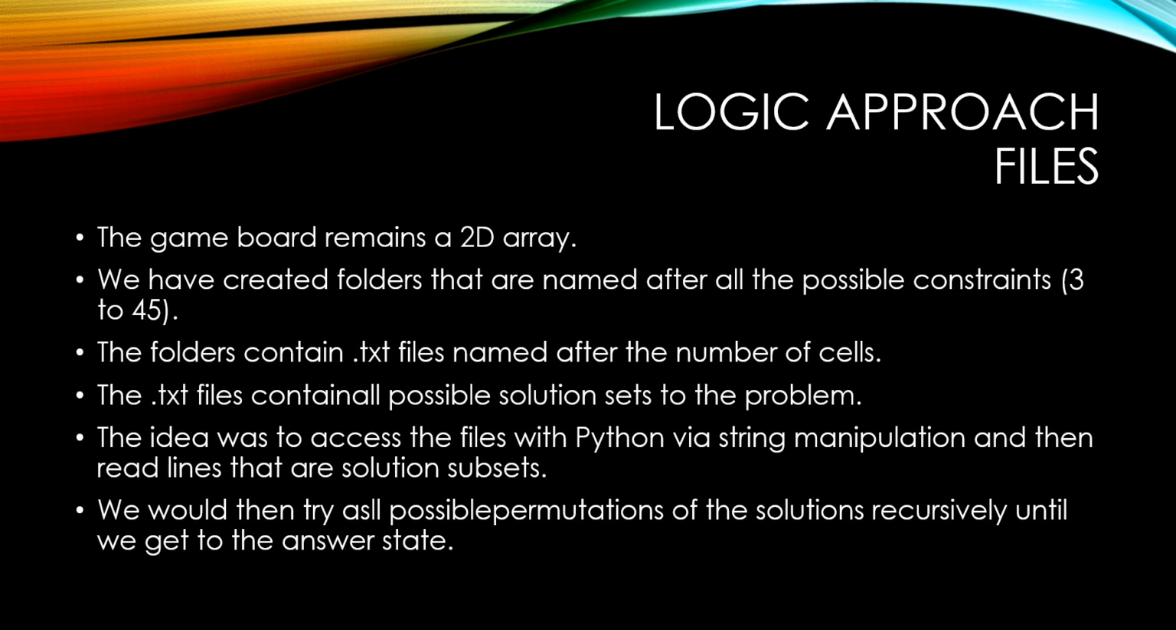Now, as we talked about, the text files contain not just 2 and 9, because 2 and 9 isn't enough. There is also 9 and 2. So every single permutation is contained within those files.